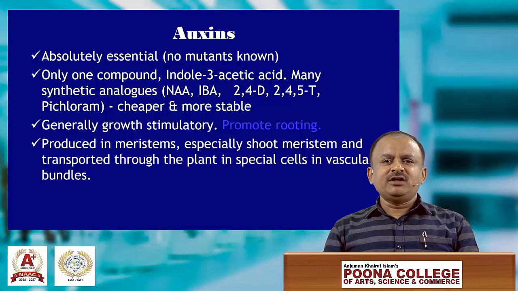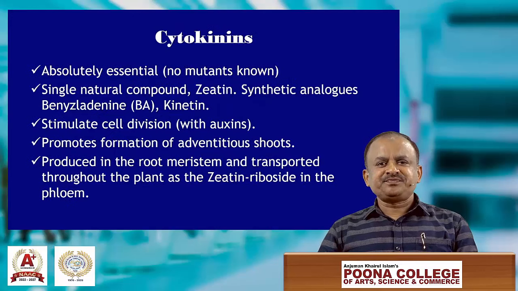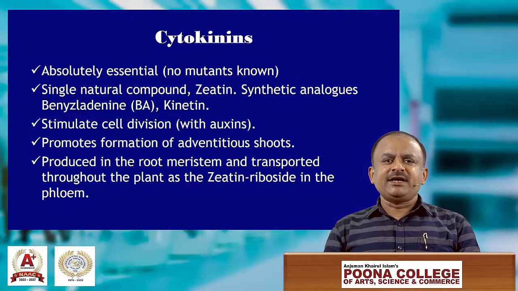In addition to that, many compounds are required. Generally, growth stimulators which promote rooting can be added. Auxin is produced in the meristem, especially the shoot meristem, and transported through the plant in special cells in vascular bundles.